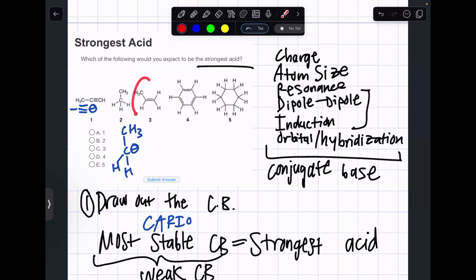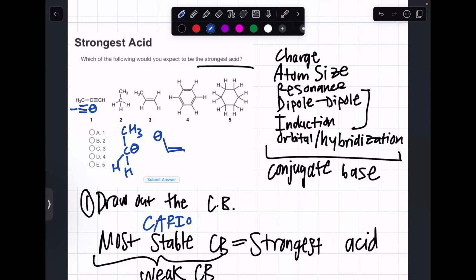Ooh, okay. So for 3, this is a tricky one. What's the most acidic H here for 3? What would the conjugate base of 3 look like? Think about which negative charge would be the most stable. Which H would give you your most stable negative charge? The one on the top. Yeah, that's right. And do you know the reason why that's the most stable negative charge? Resonance. This negative charge here can do resonance with the double bond.